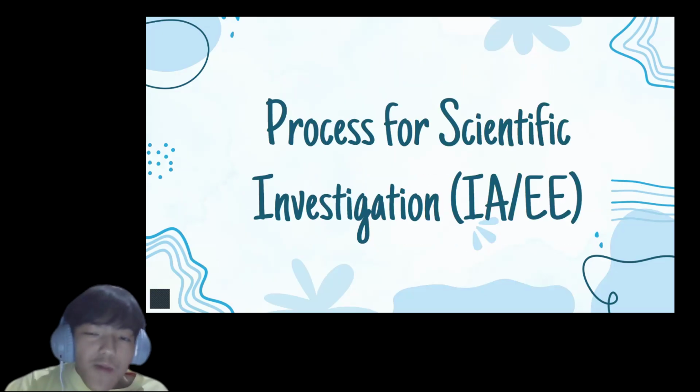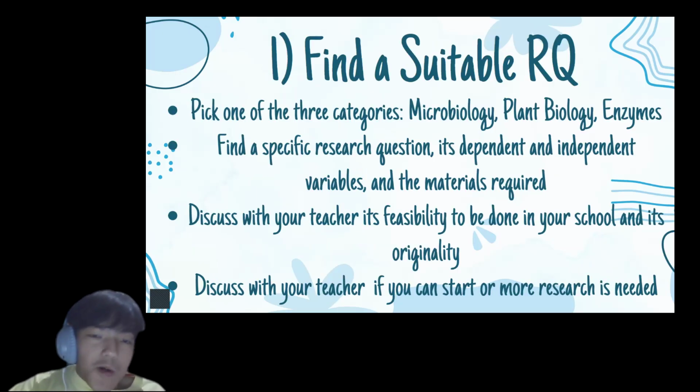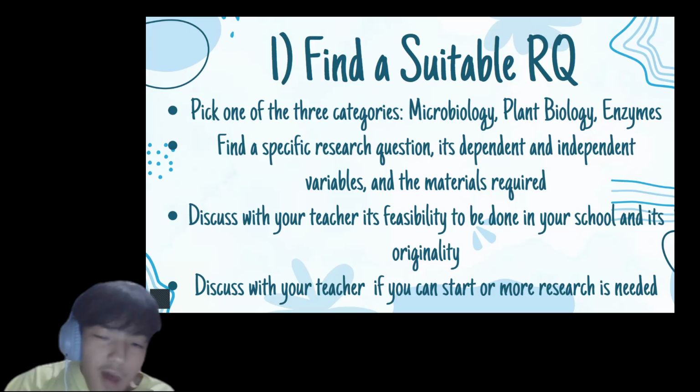Okay, so now the process for scientific investigation for IAs and EEs. The first step is obviously to find a suitable RQ. Pick either microbiome, plant biology, or enzymes, because anything with animals or humans has too many control variables, which makes your entire experiment unreliable. So pick one of these three, and then find a specific research question: the species name, what dependent and independent variables you're using, what the control variables are, and what materials are required.